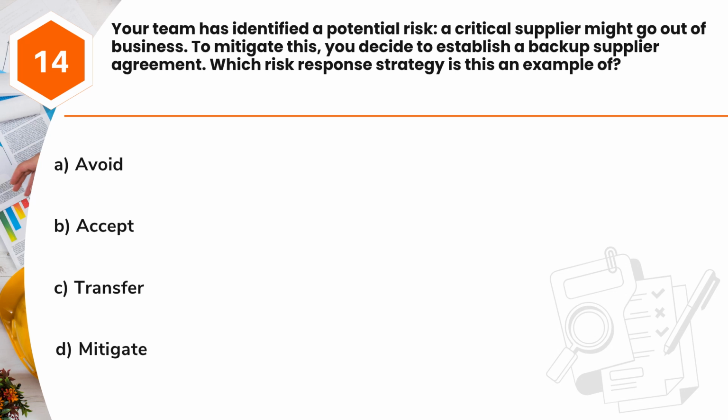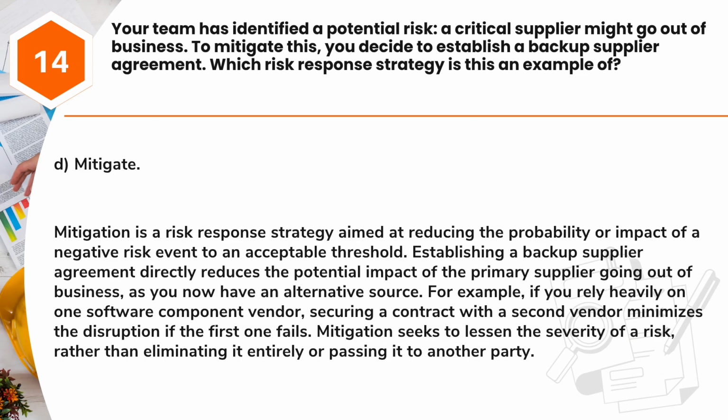Question 14. Your team has identified a potential risk: a critical supplier might go out of business. To mitigate this, you decide to establish a backup supplier agreement. Which risk response strategy is this an example of? A. Avoid. B. Accept. C. Transfer. D. Mitigate. Answer: D. Mitigate. Mitigation is a risk response strategy aimed at reducing the probability or impact of a negative risk event to an acceptable threshold.